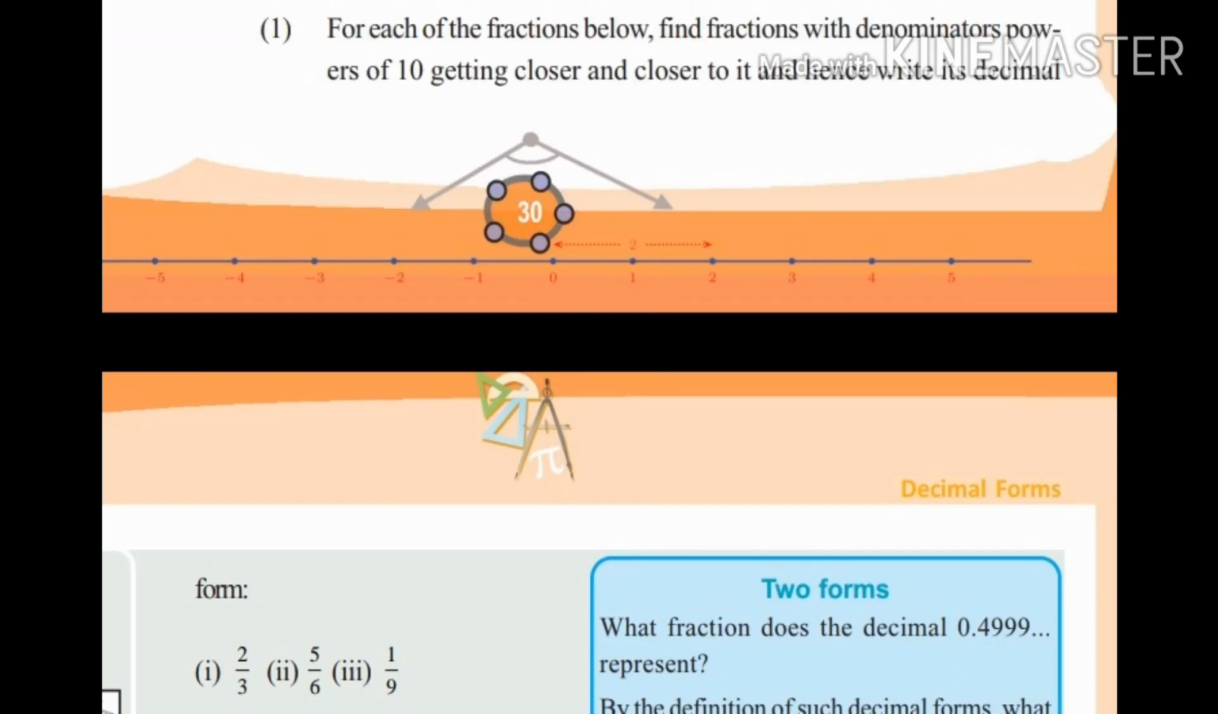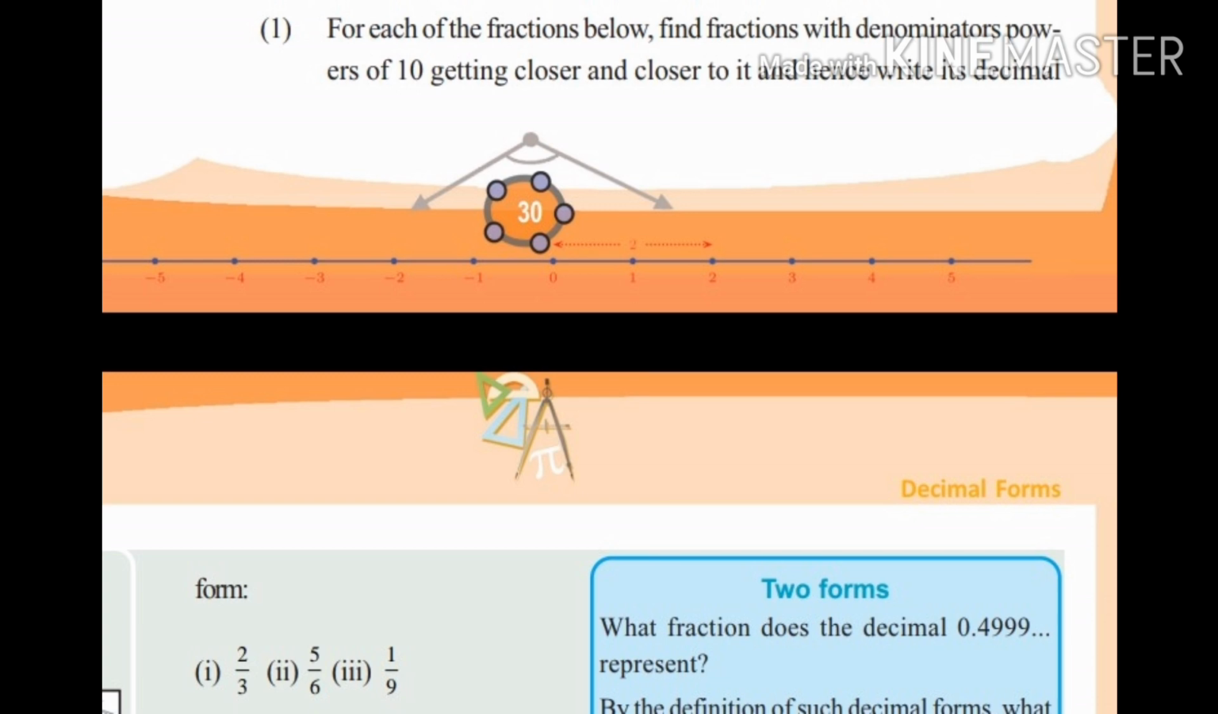For each of the fractions below, find fractions with the denominators as powers of 10 getting closer and closer to it, and hence write the decimal form. Three sub questions are there: 2 by 3, 5 by 6 and 1 by 9. Getting closer and closer means here we can't find an exact value for these types of fractions. Only an approximate value we will get. That means the decimal form will continue.